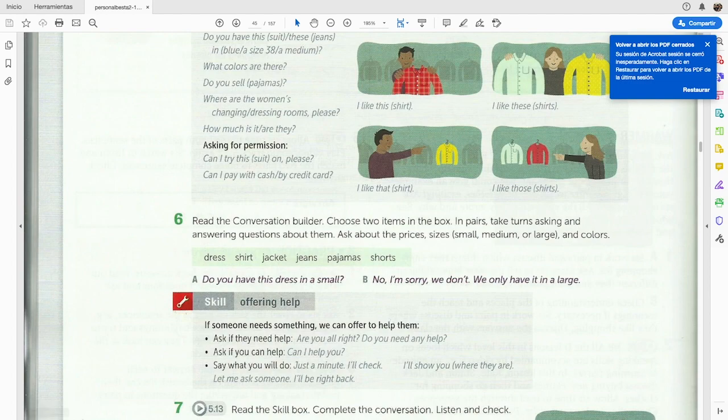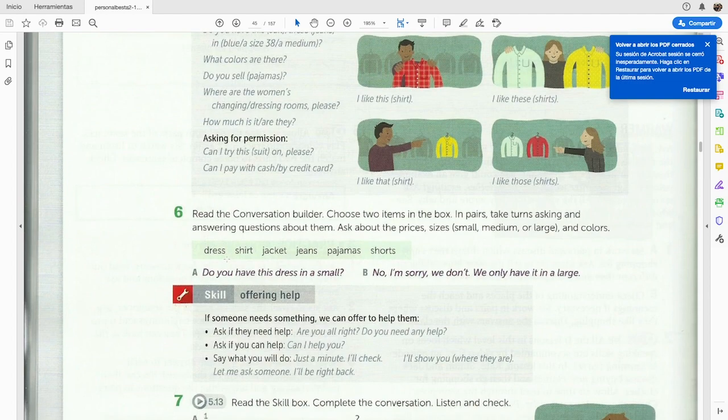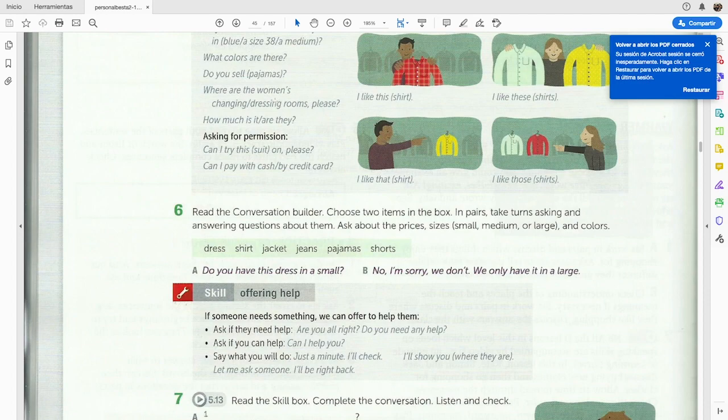The one, for example, dress. In this case, dress, you can use it with this or that. You can say, I like this dress, or I like that dress. The next here, jeans. Jeans is plural, so you can say, I like these jeans, or I like those jeans, which is in the plural form.